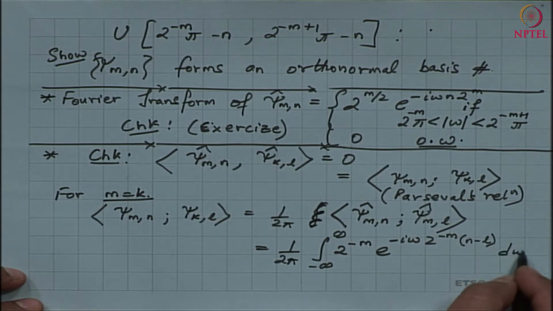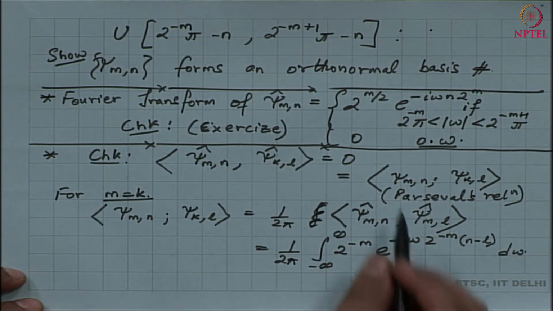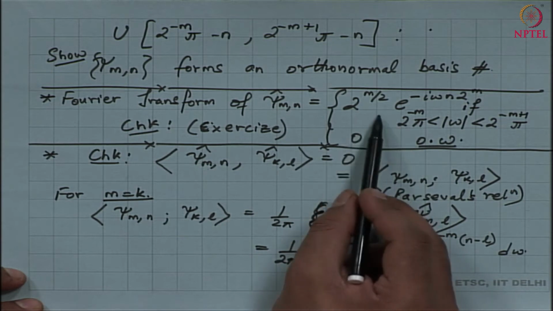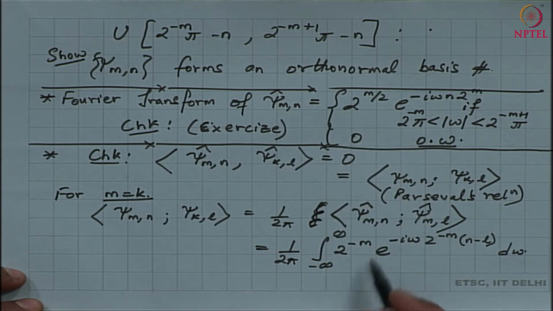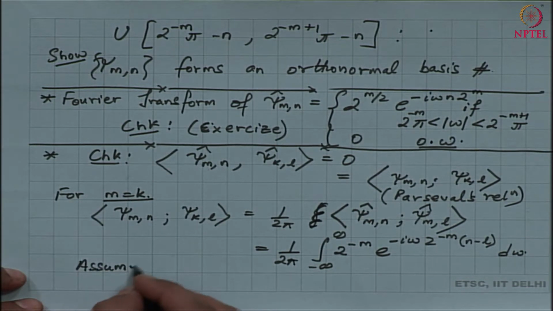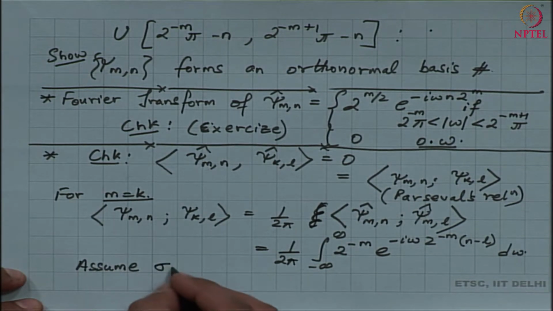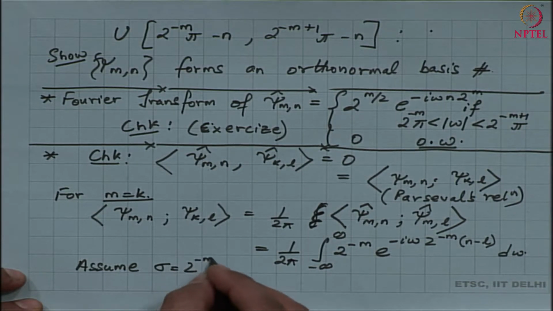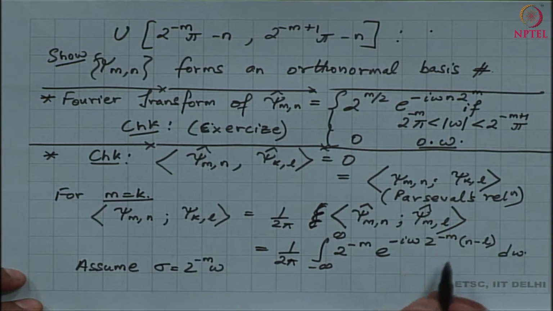Times d omega. Okay. So, I have just used the definition above to come to this expression. Notice that if I were to simplify this further, let me assume the following change of variables. So, assume my sigma to be 2 to the power negative m omega. So, sigma is negative 2 to the power m omega.